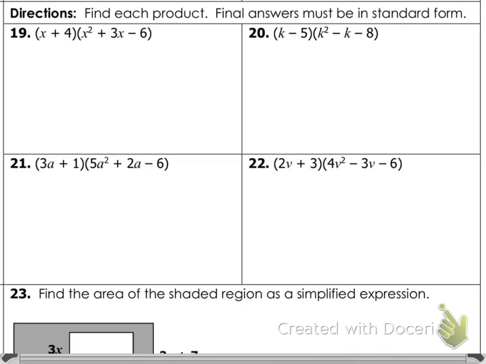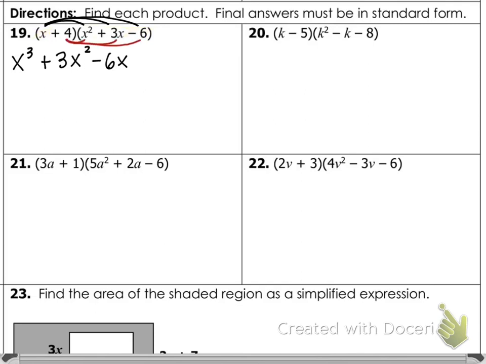Okay, these are our last four. So notice it also says find each product, and the final answers must be in standard form. But this is a binomial times a trinomial, because there's 3 terms here. Remember, bi means 2. But we do the same thing. It's just going to be a little longer. So x times x squared is x to the third. Then x times 3x is 3x squared. And then x times negative 6 is negative 6x.